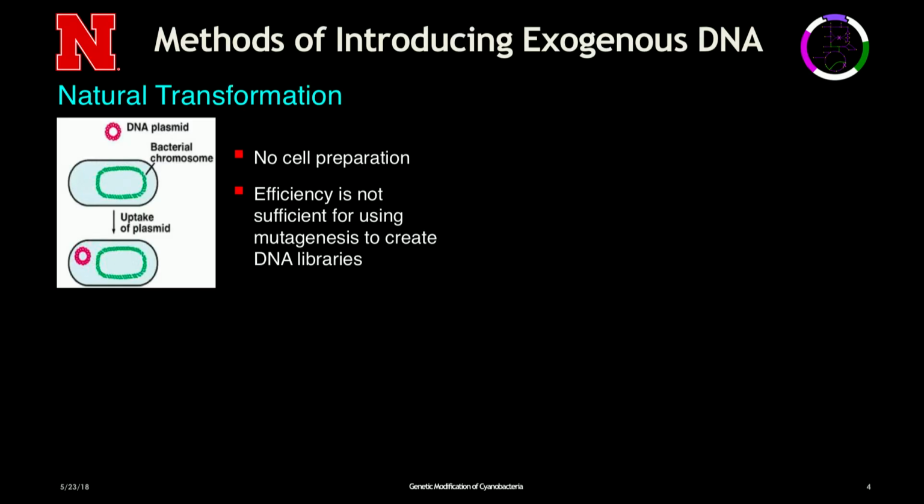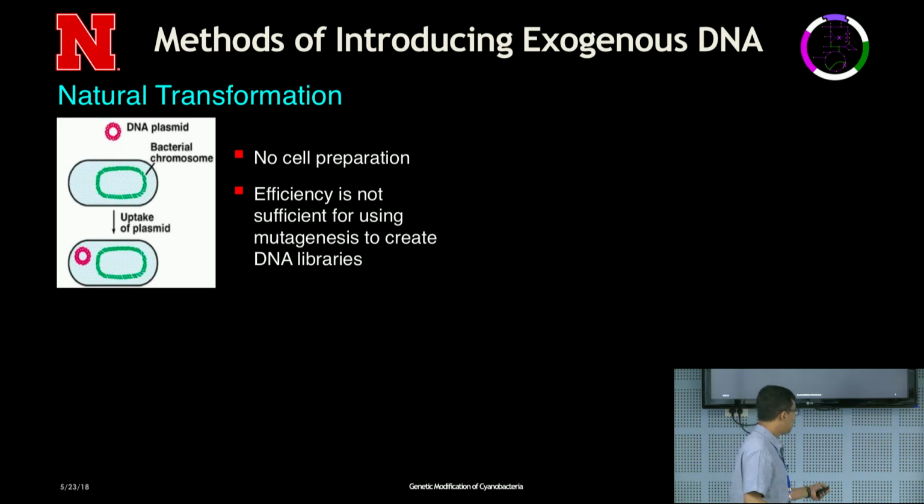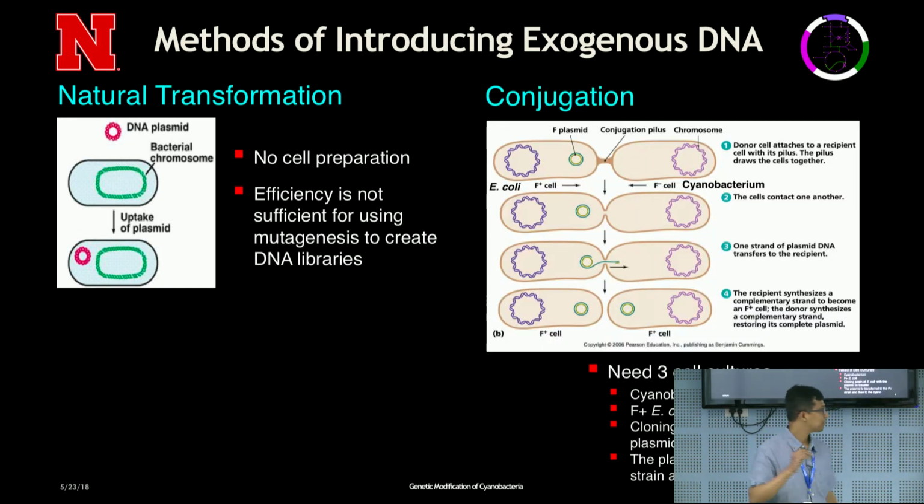Now, one of the beauties of these organisms is you can do natural transformation. So, you do not need to do any cell preparation. However, efficiency is not sufficient for using mutagenesis to create DNA libraries. All these things I will mention about 3 different techniques. All of them come with some advantage and some disadvantage.